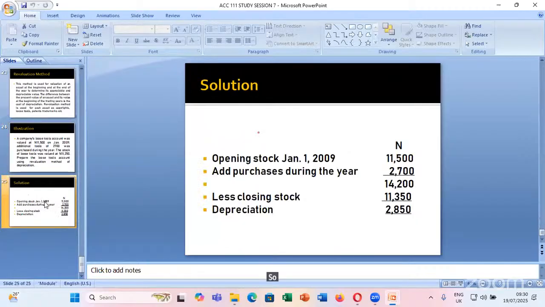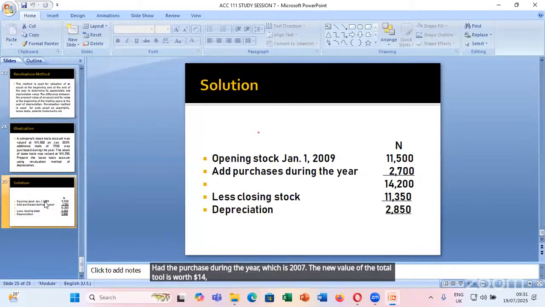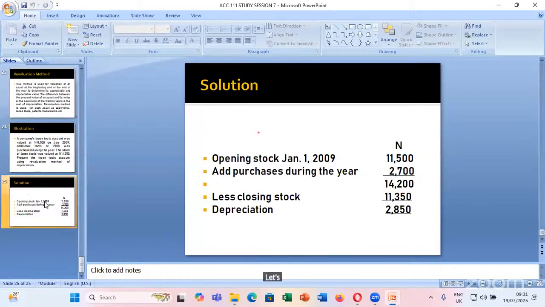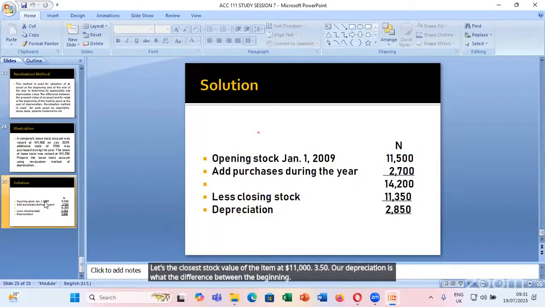So we are told that the opening value of that loose tool is what? 11,500. Add the purchase during the year, which is 2007. The new value of the total tool is what? 14,200. Less the closing stock value of the item now, 11,350. Our depreciation is what? The difference between the beginning and the end.